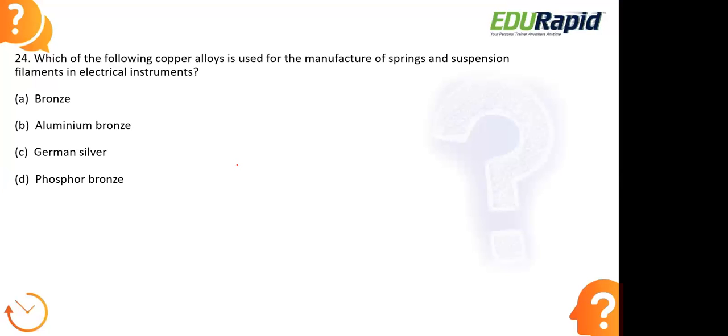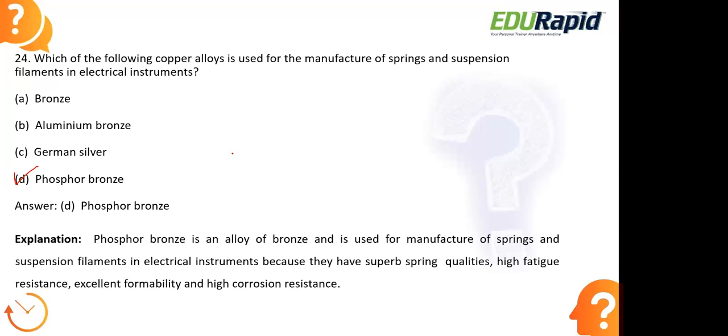Okay, let us look at the right option here. Phosphor bronze. Okay, option D is the right one. Phosphor bronze is the one which is used in the manufacture of springs and suspension filaments, which are used basically in electrical instruments. So in the electrical instruments, the springs and suspension filaments are completely made out of phosphor bronze.